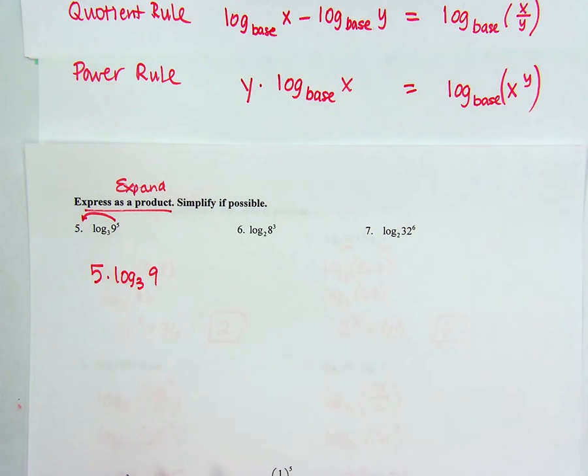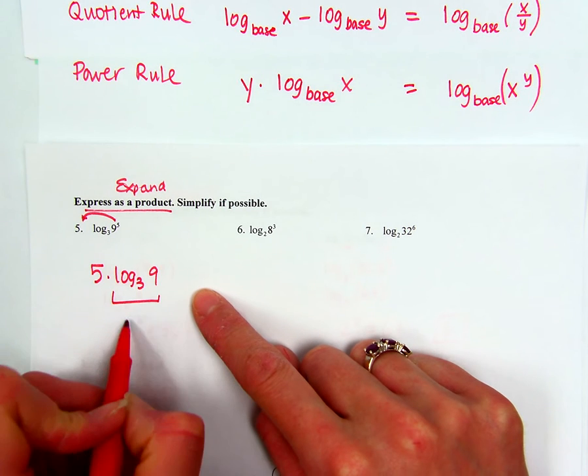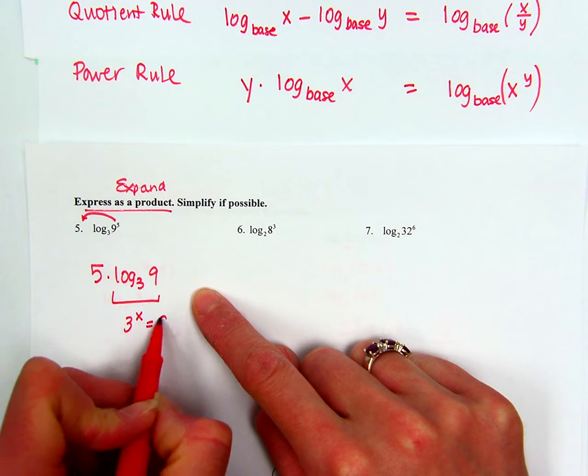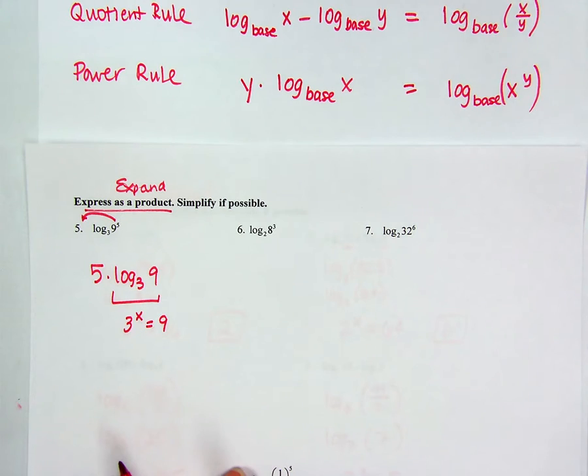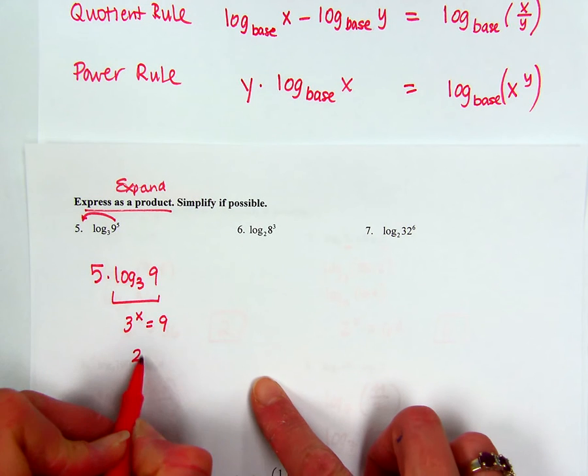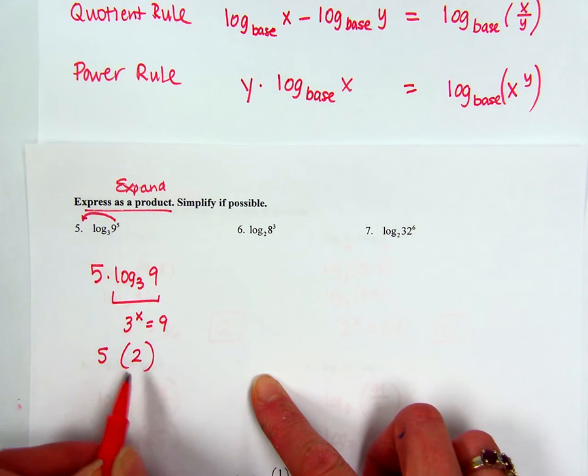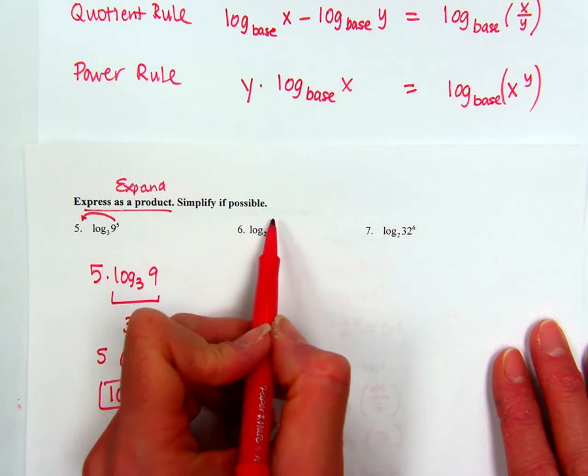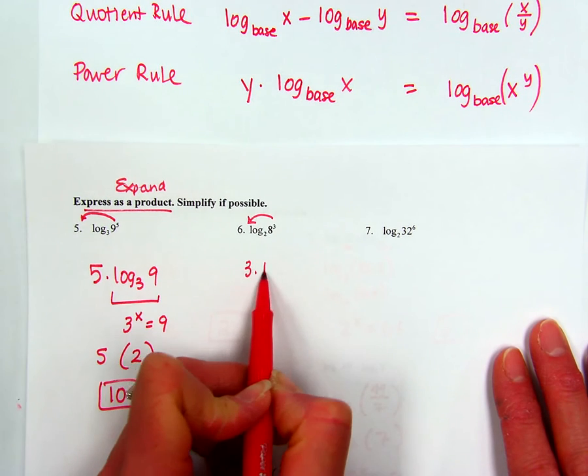All right, so now it says simplify if possible. So this part, you should be thinking 3 to what power equals 9. Okay, so 3 squared equals 9. So this part is 2, but then don't forget you still have that 5 there. So 5 times 2 is 10. Okay, so anytime you see an exponent, it moves out in front as a coefficient.